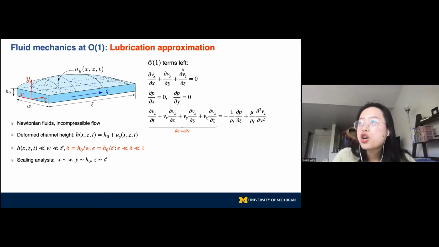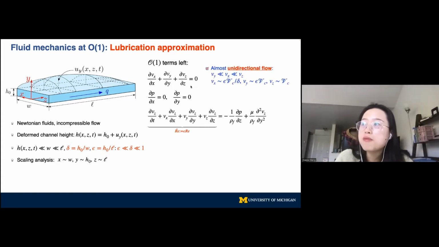The leading order terms for the governing equations are shown here. The first equation is just the conservation of mass in the flow. To ensure this conservation of mass, we have to pick the characteristic velocity scale for the three velocity components like this, which says that only the axial velocity Vz is the most dominant at the leading order, which means the flow is almost unidirectional.